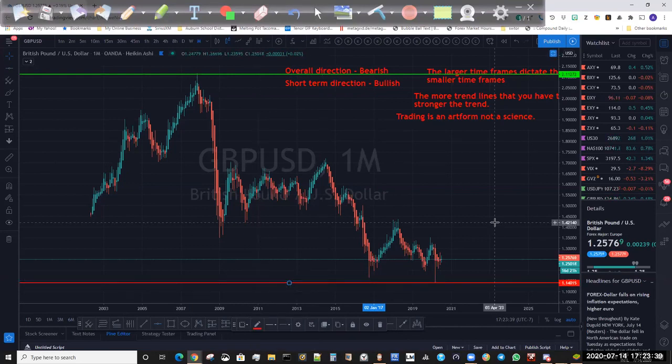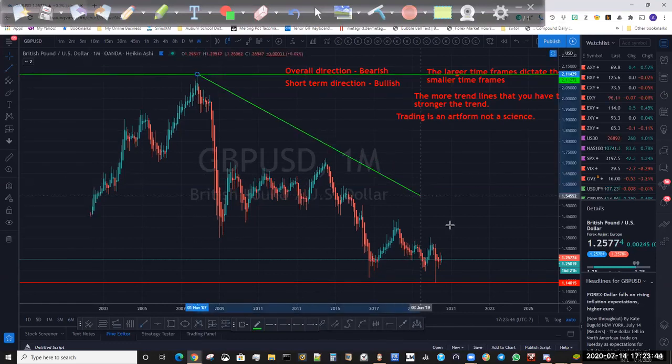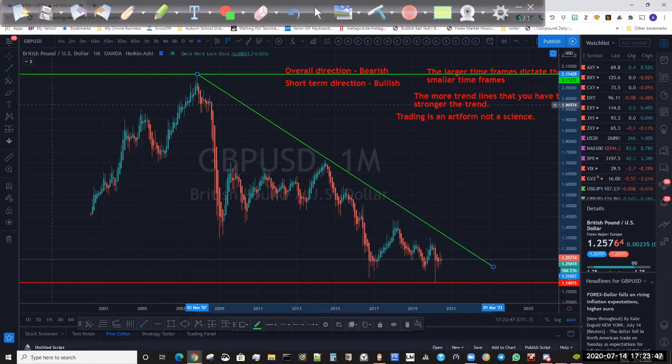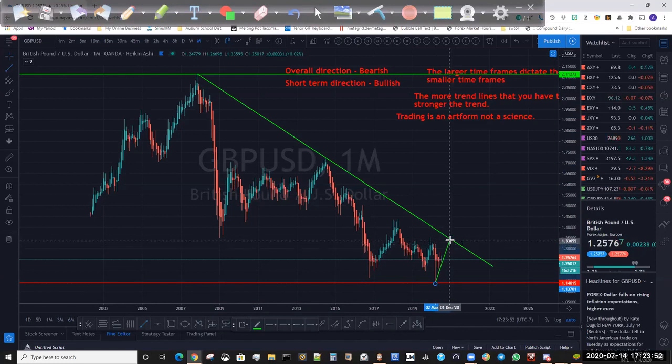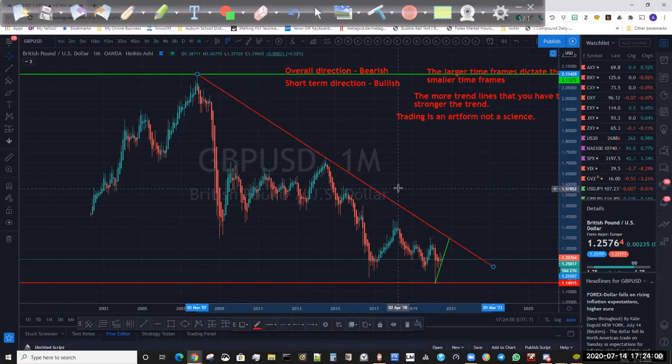Okay, so when we came into this chart, I'm going to put this trend line back, and I'm going to put this one back here, and I'm going to make this red. We came in and we have established overall direction, short-term direction, and current direction. We've established overall high price, overall low price. So now what we have to distinguish is our zones. We need to establish our zones.